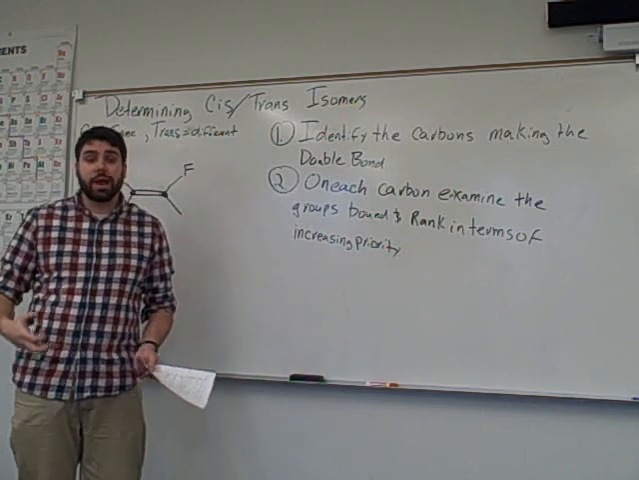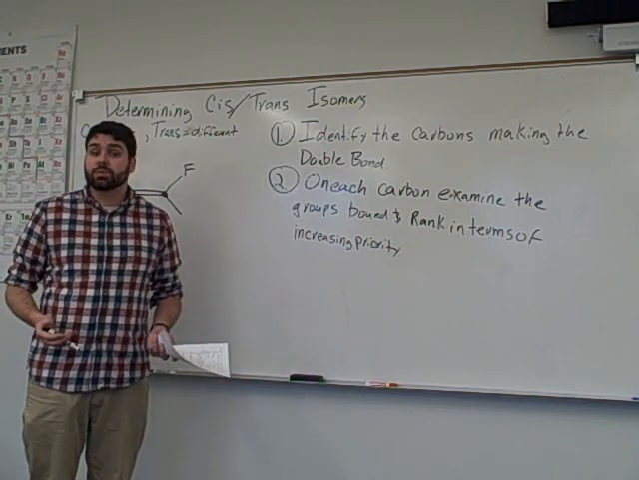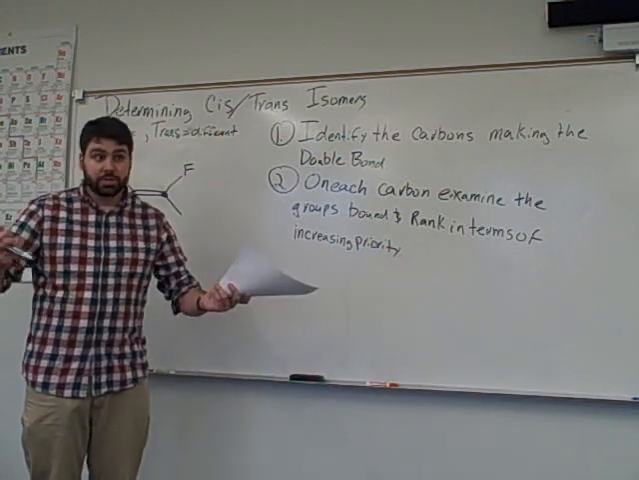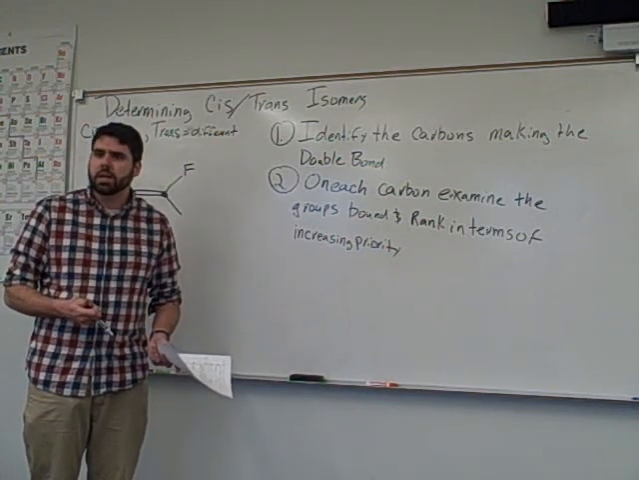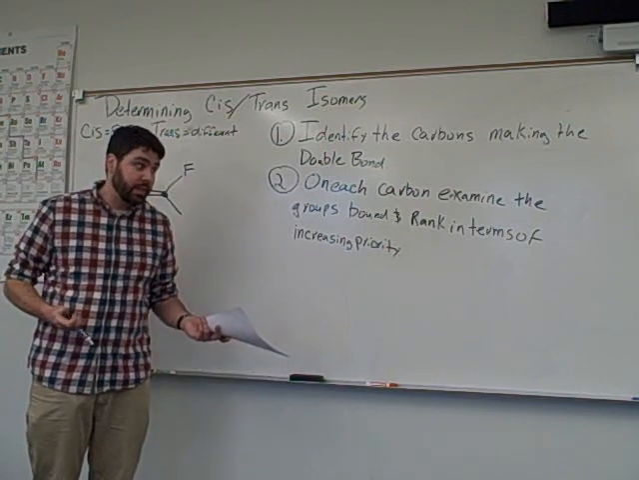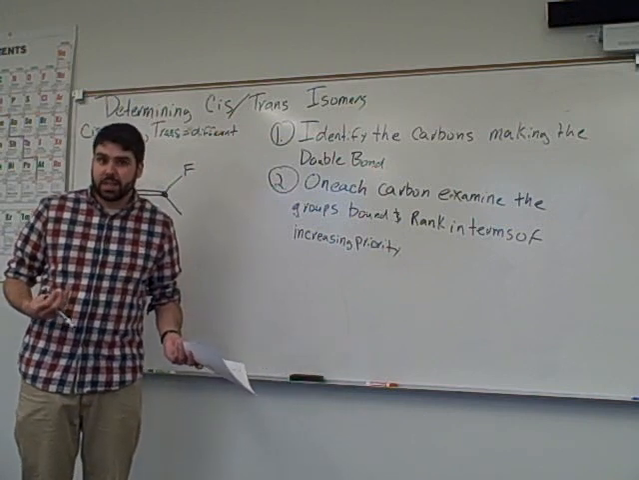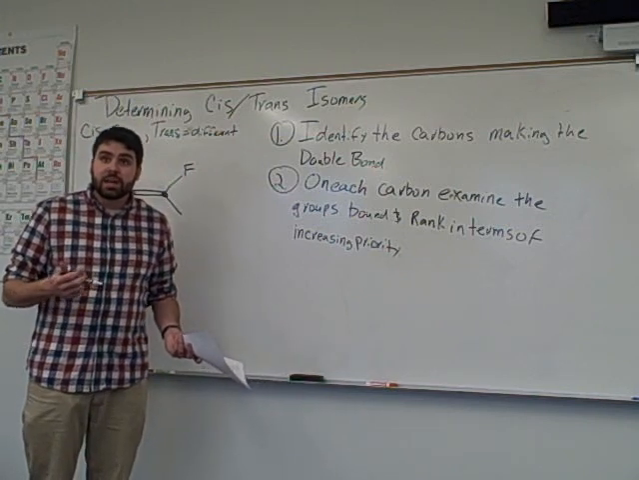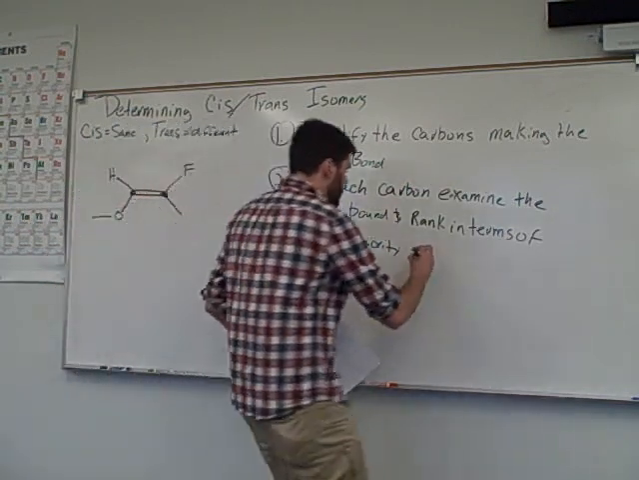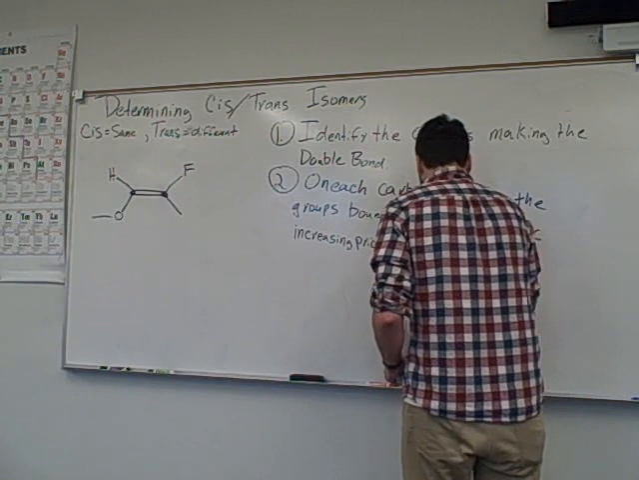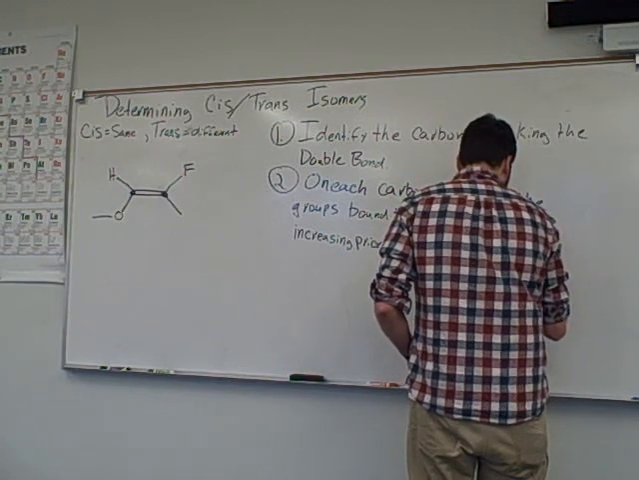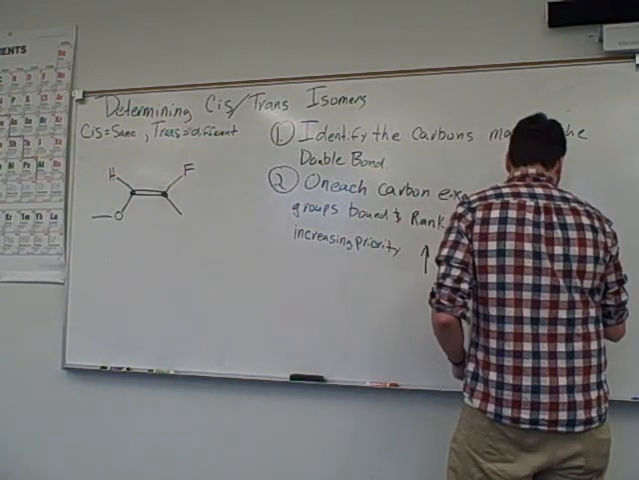So the way in which we rank in terms of increasing priority is related to something called the Cahn-Ingold-Prelog scale, which is essentially just a bunch of people who literally got together in a bar and decided, when talking about stereochemistry, what makes something rank higher than the other. And it turns out this is actually not that bad. The way in which you do this is the substituents with higher priority have a higher atomic number. So higher atomic number equals higher priority.